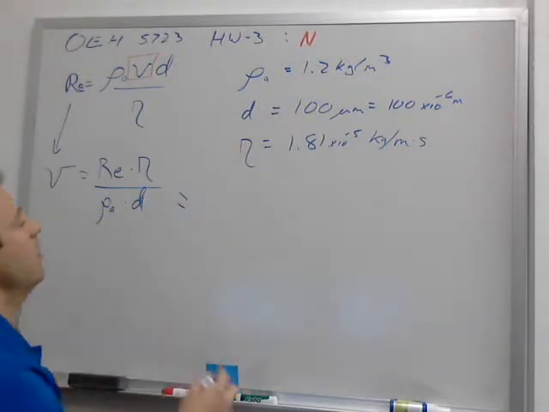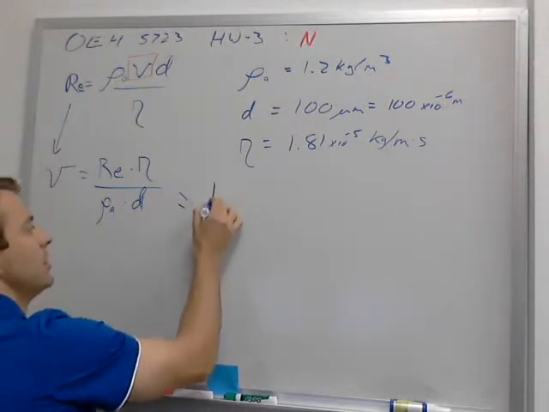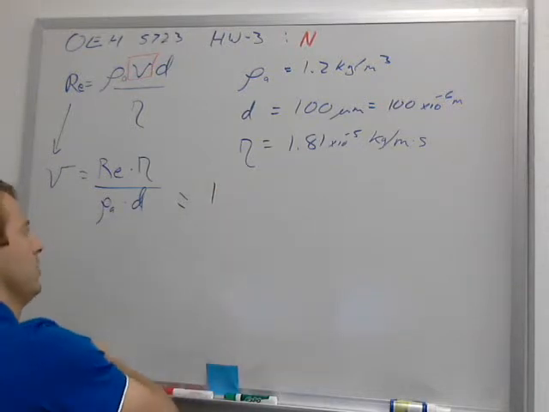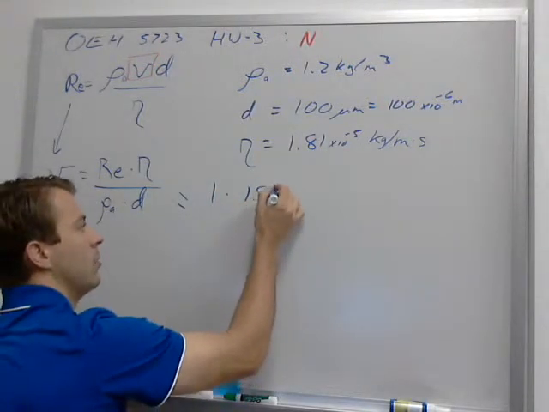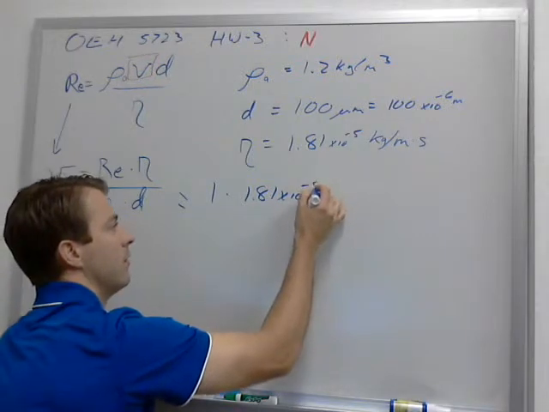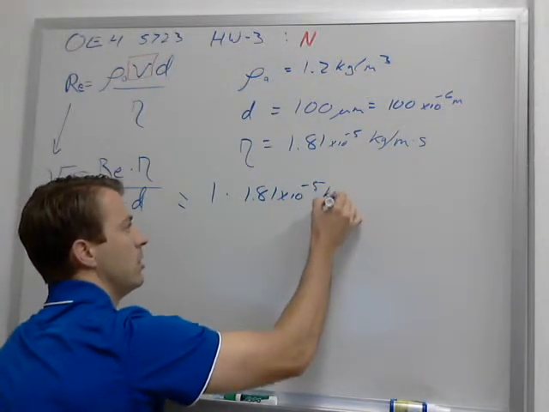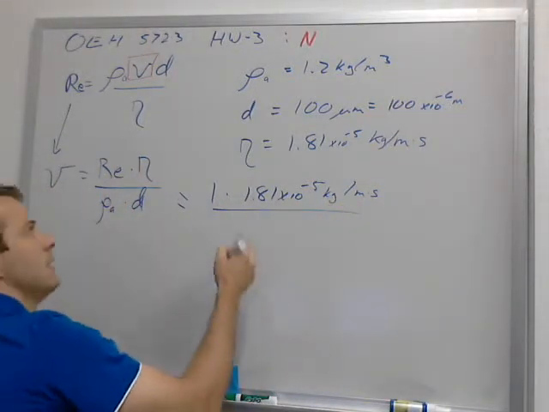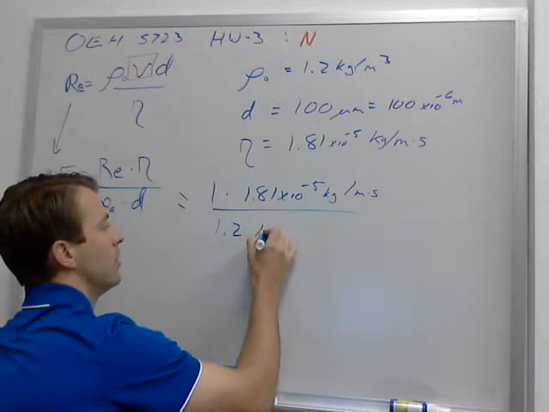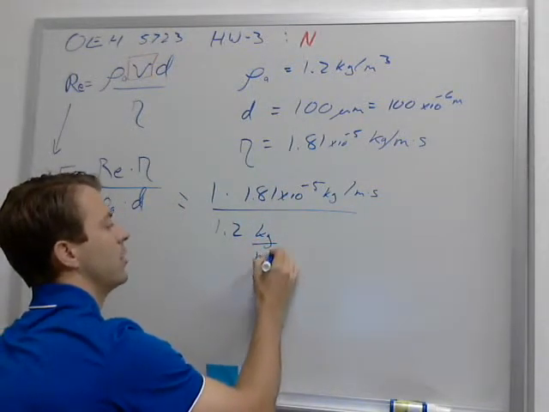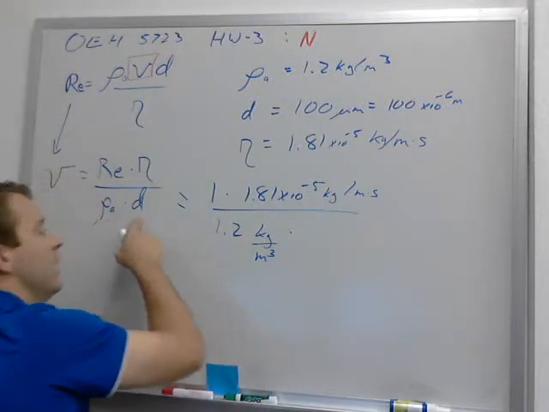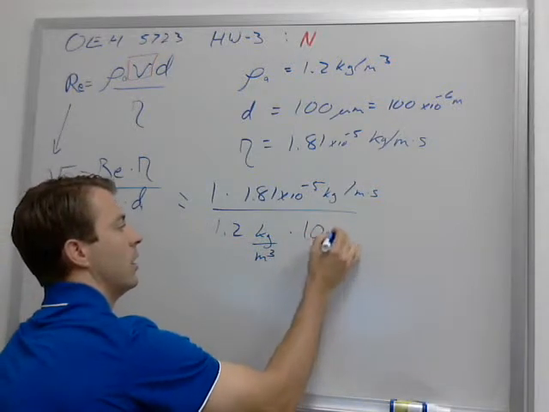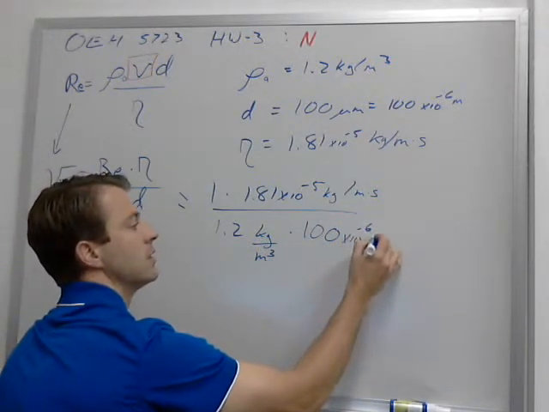I'm just going to avoid erasing those. So our Reynolds number is set as being 1 because we're still in the Stokes region. And then our viscosity is 1.81 times 10 to the minus 5 kg per meter second. And then our density is 1.2 kilograms per cubic meter. And our diameter is 100 times 10 to the minus 6 meters.